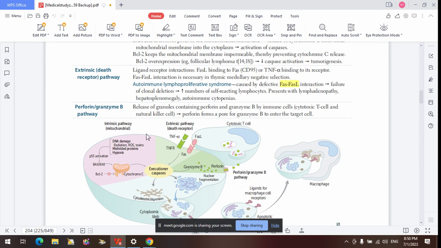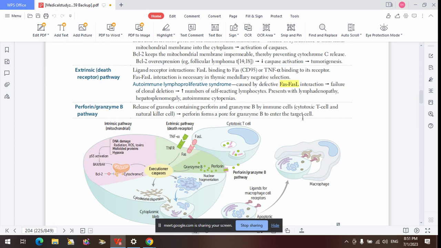So how will this perforin granzyme B activate caspase? Because we said that's the common final pathway of those three pathways. Intrinsic will activate caspase. Extrinsic will activate the pathway through the Fas ligand and the TNF interaction. The perforin granzyme B will also activate caspase. So perforin granzyme and extrinsic are like the same thing. Both of them are taking care of cytotoxic T cells as well as natural killer cells, because they are the ones that release this perforin.